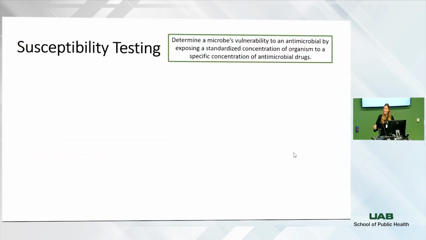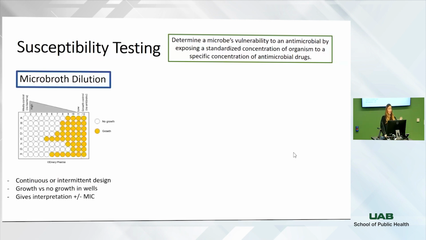So susceptibility testing determines a microbe's vulnerability to an antimicrobial. So I have a drug and I want to know if this drug is going to stop this bug from growing. But we have to do this using a standardized concentration of organism and a specific concentration of antimicrobial drug. So in the laboratory setting, there's 3 different ways of doing this. Our clinical lab here uses all 3 different methods, depending on what bug and what drug we're looking at.